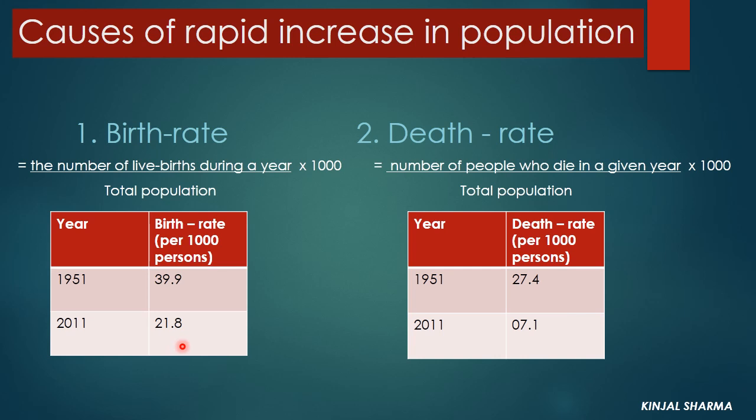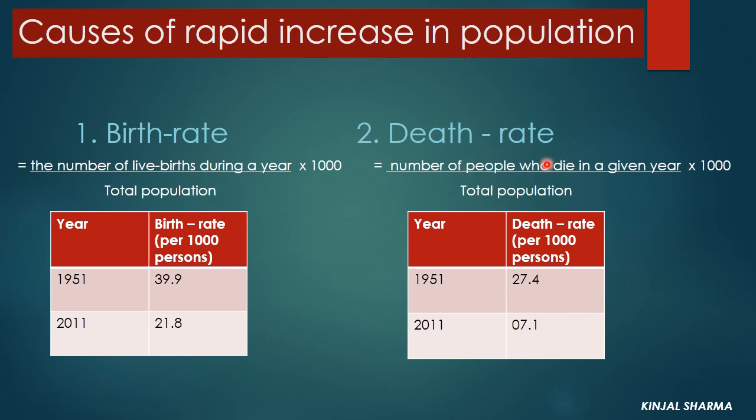So, what can we say? We can see that there is a decrease in birth rate. In 1951, the birth rate in India was 39.9, which decreased to 21.8 in 2011, a difference of roughly 18 points. So, that is a slow reduction in the birth rate. The main reasons for this slow reduction are the low level of education, preference for a male child, low income levels, etc.